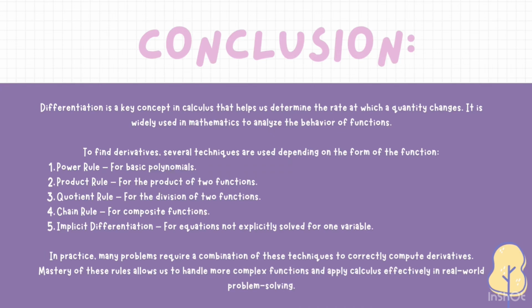In conclusion, differentiation is a key concept in calculus that helps us determine the rate at which a quantity changes. It is widely used in mathematics to analyze the behavior of functions. To find derivatives, several techniques are used depending on the form of the function. Number 1, power rule for basic polynomials. Number 2, product rule for the product of two functions. Number 3, quotient rule for the division of two functions. Number 4, chain rule for composite functions. And number 5, implicit differentiation for equations not explicitly solved for one variable.